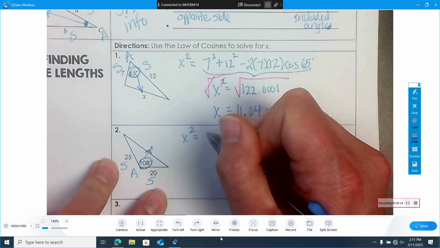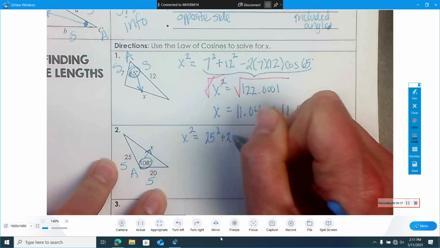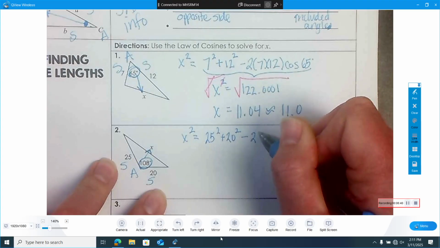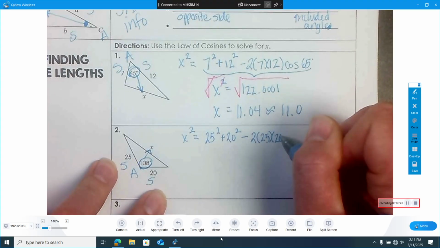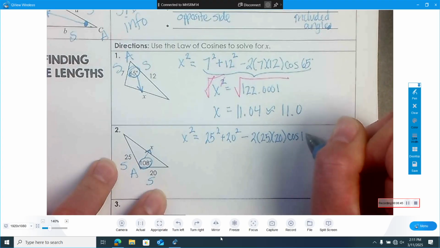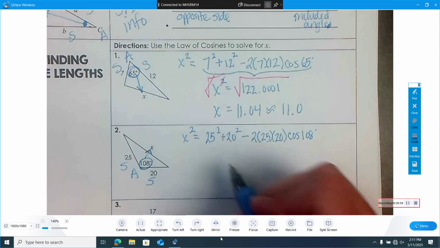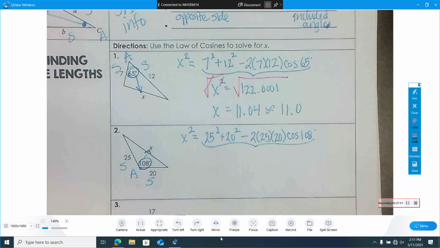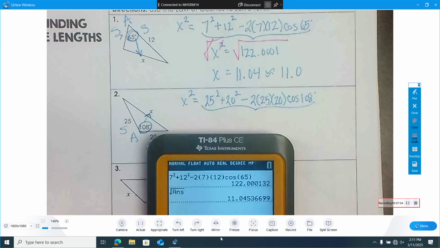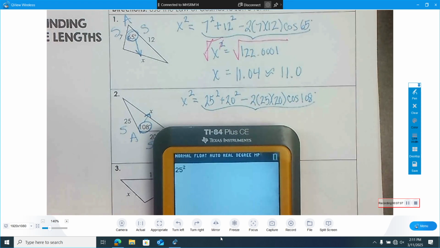Side squared plus side squared. So 25 squared plus 20 squared minus twice the product of the sides times the cosine of the in-between angle. Is the formula easy or hard? It's pretty easy, right? Once you get the pattern, it's not too bad. Is it long? Yeah, it is long. But the nice thing is we just get to use our calculator once we have that all set up. 25 squared plus 20 squared minus 2 times 25 times 20 times the cosine of 108.